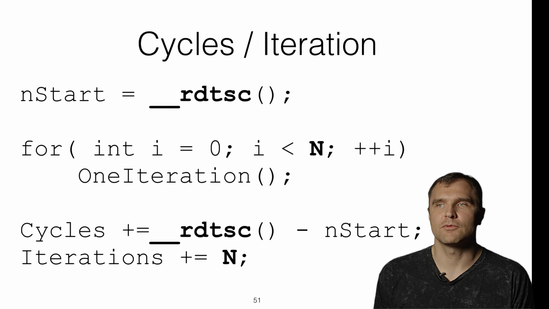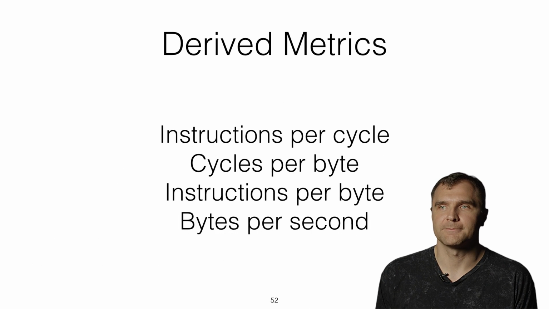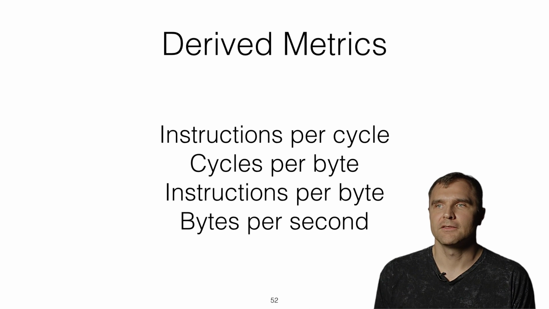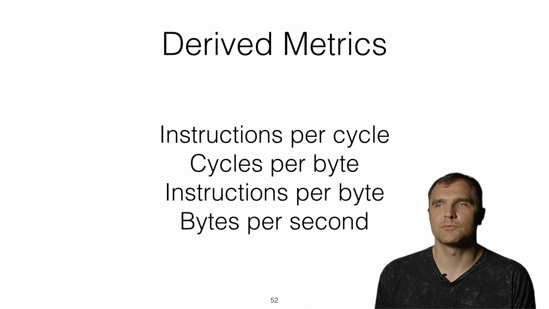I just sum up all the cycles and all the iteration counts. This gives me the average cycles per iteration. I can derive a lot of useful metrics from that. In this case, I just carefully counted the cache lines by hand. It's not too hard because I organize my data in large aligned blocks.